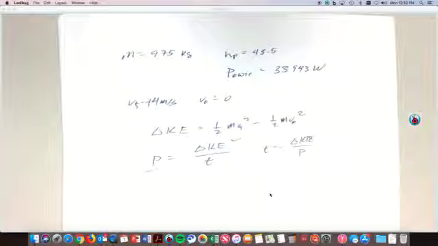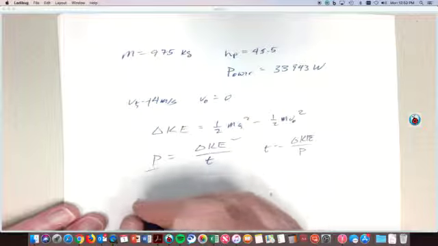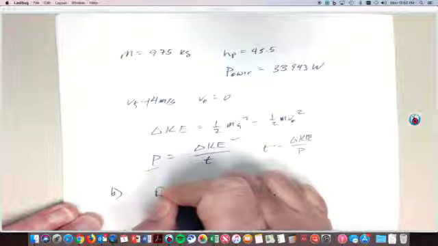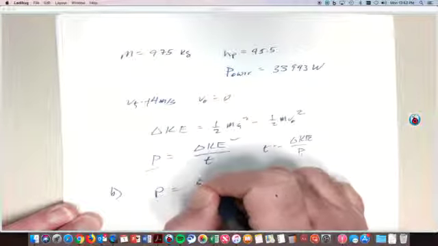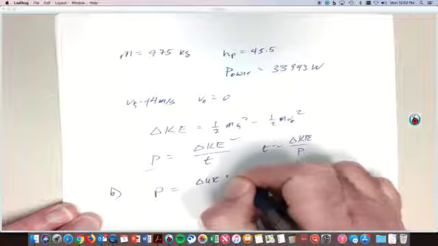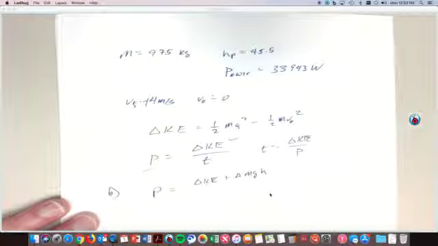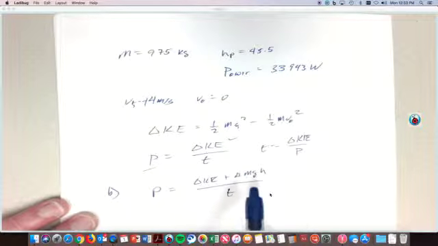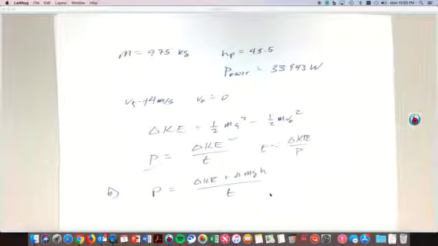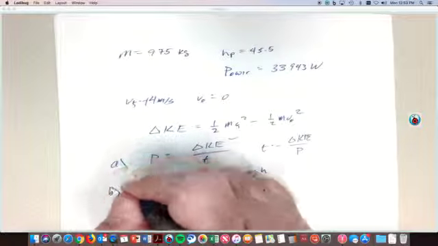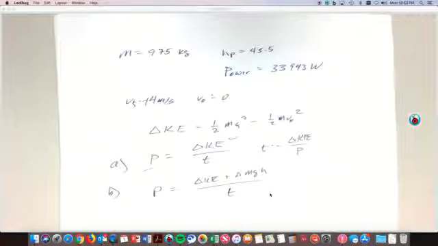We're going to keep the same power because the power output of this car stays the same. So now for part B, it's just going to be the power is equal to the change in kinetic energy plus that change in gravitational potential energy, mgh, over that new time. So again, that's how you go about doing that problem. Here's part A, and here's part B. It's a little tricky, but it's one of those. It's like, really, that's it? Yeah, that's it. All right.